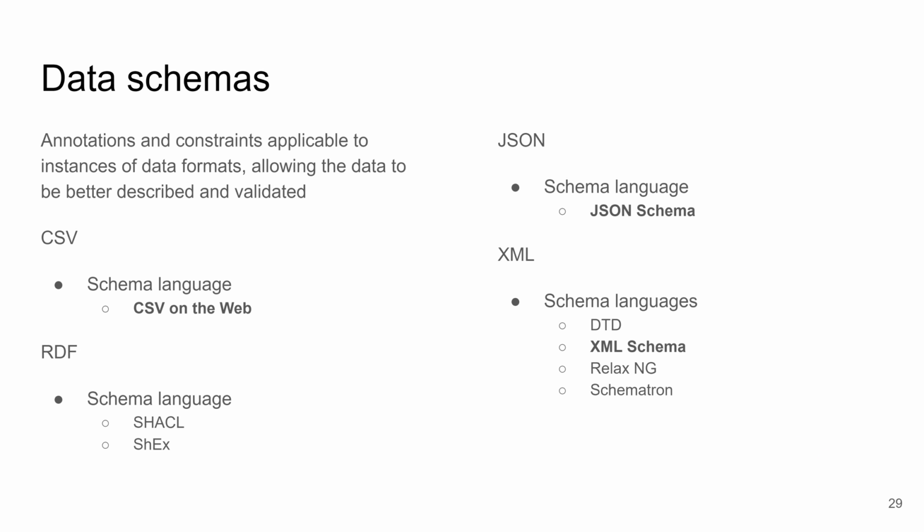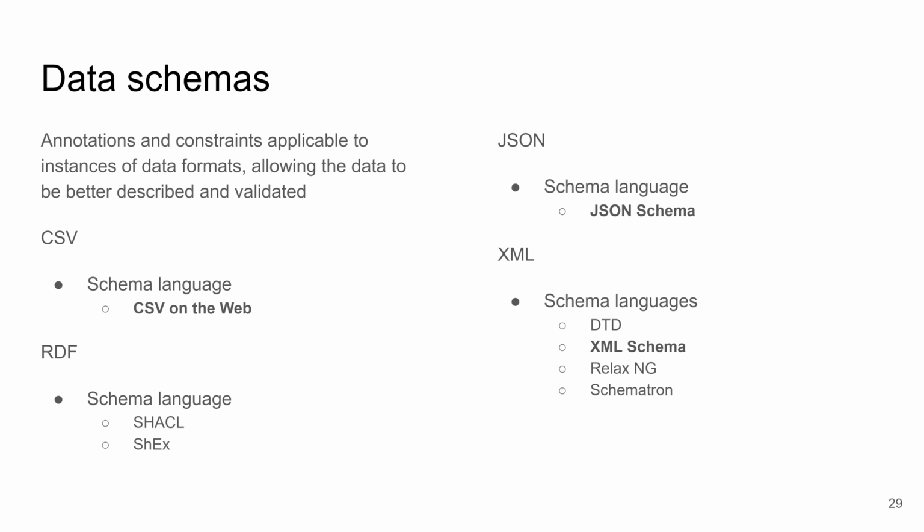Now, when we have a specific data representation, typically there is also something called a data schema. A data schema is a document containing annotations explaining what is in the actual data instance and constraints allowing us to validate the data instance, to say whether it adheres to a specific format or if there are any errors in it, and to specify those annotations and constraints, there are schema languages for each of those data formats.